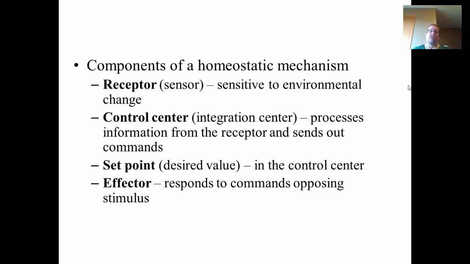Okay, and then there's an effector. That is the organ that responds and does what it does to this. Now here it says to oppose the stimulus, but that all depends on if it's a positive or negative feedback. But it does something to keep the homeostatic balance in line. This slide also says there's a set point. Really, that's your range. Where do you want to keep this thing?